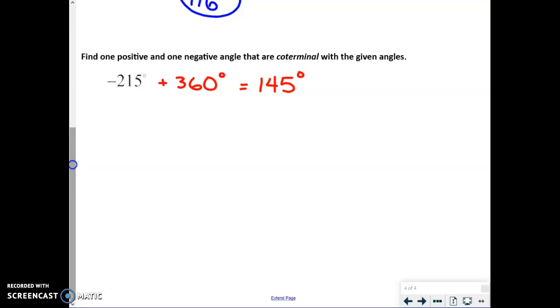For the other one, I would simply subtract 360 degrees from that. If you subtract 360 degrees from it, you end up with negative 575 degrees. Now, are those the only coterminal angles? Obviously not. They are just the first two that we've come across. So again, when you think coterminal, think a distance of 360 degrees.